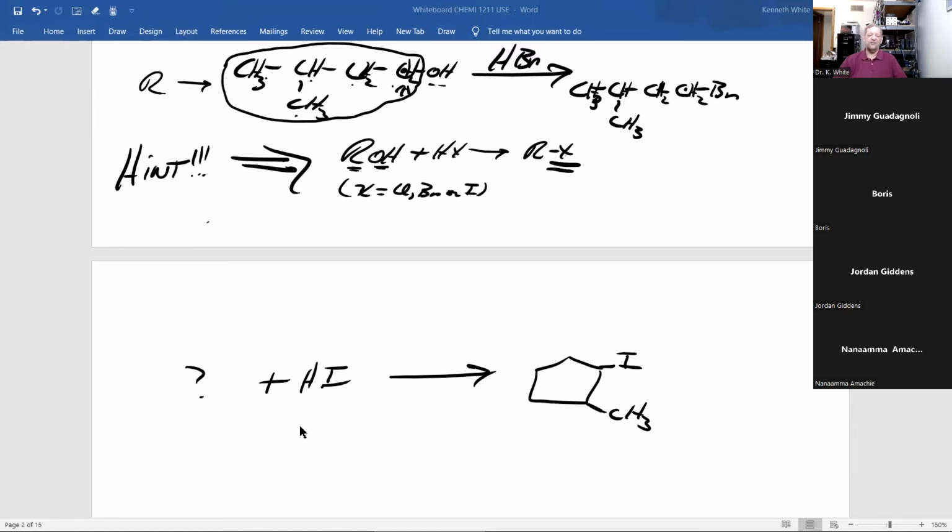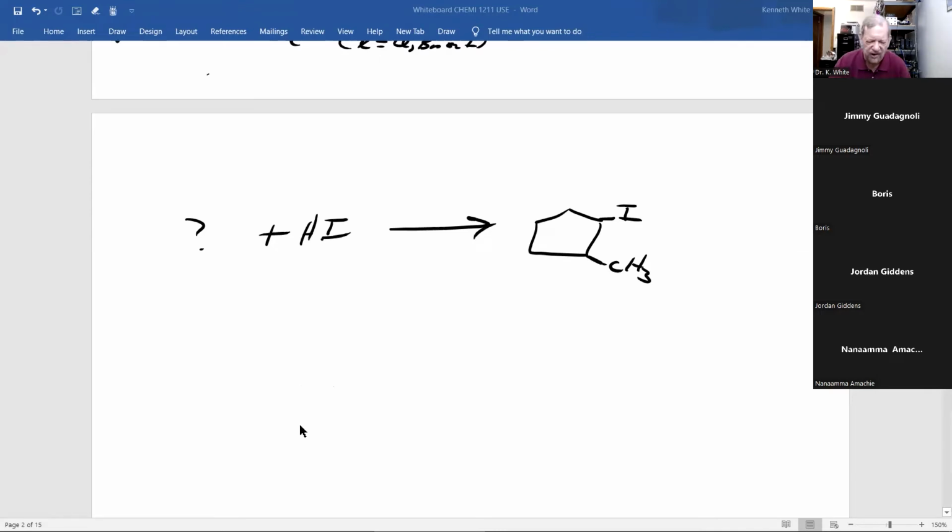All right, let's do this. So how do you do this? How do you find what you react with HI, hydrogen iodide, to make this molecule? Well, you look for what's different. What's not carbon, what's not hydrogen, what's not a carbon-carbon single bond, which gets your attention like, you know what's going to happen.